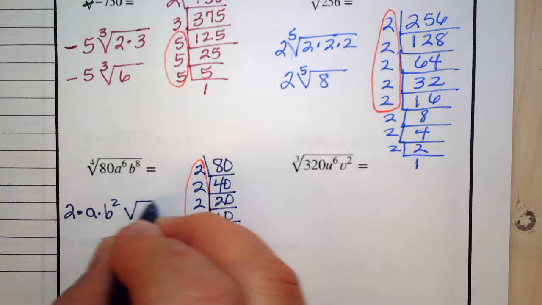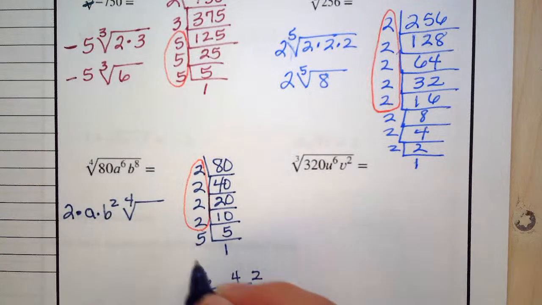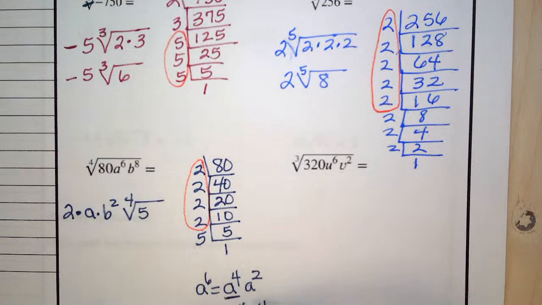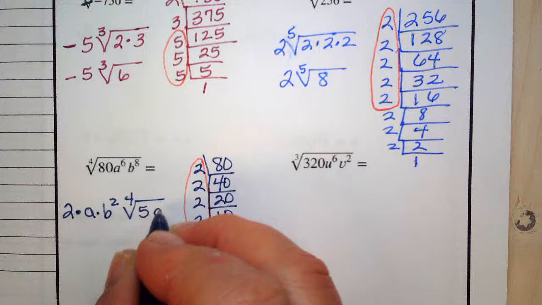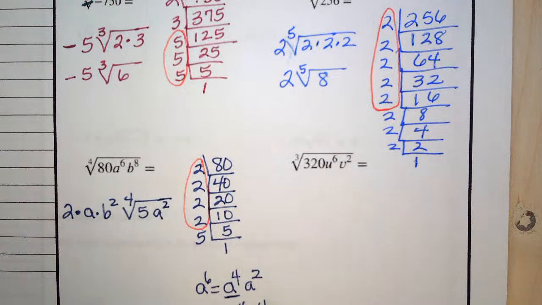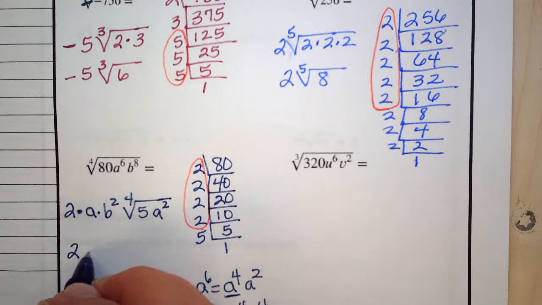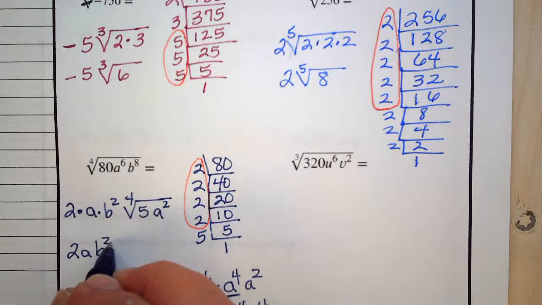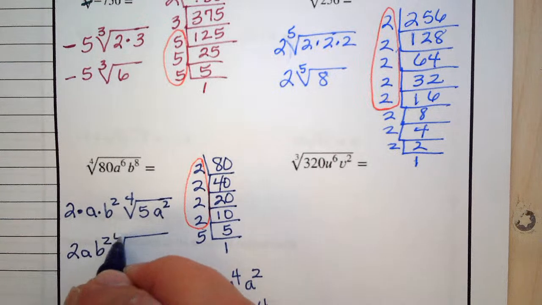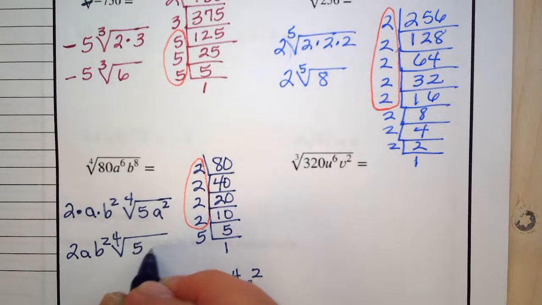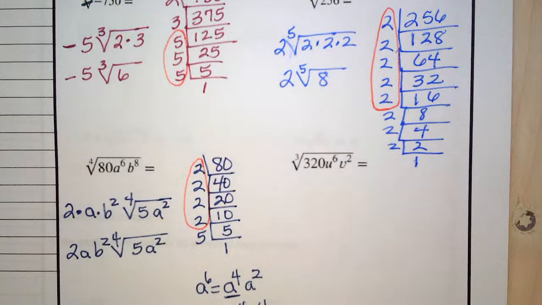Then this will be the 4th root of 5A squared. So this is 2AB squared, 4th root of 5A squared.